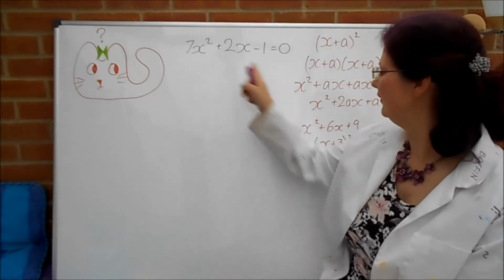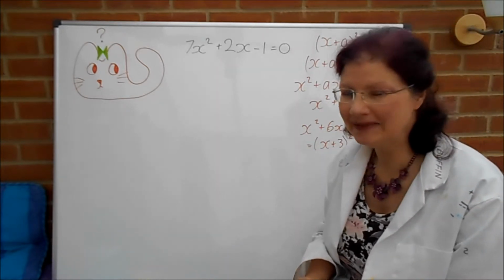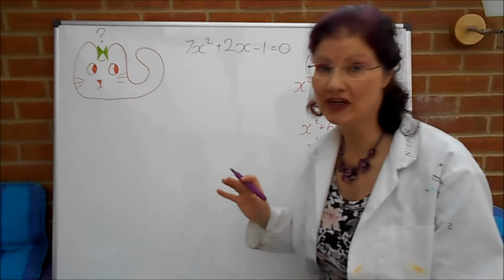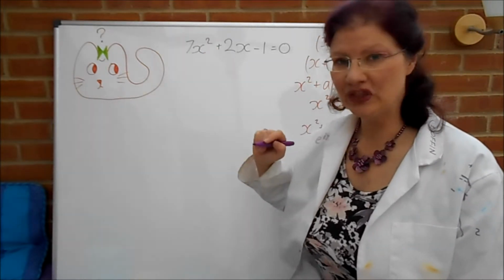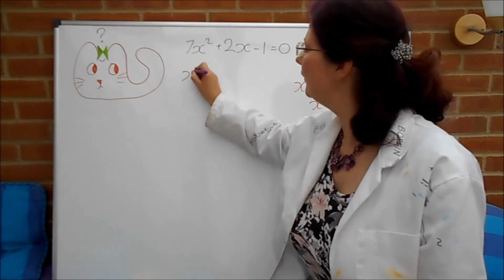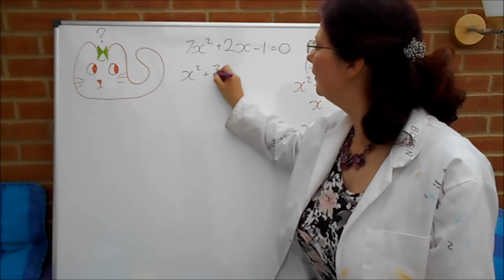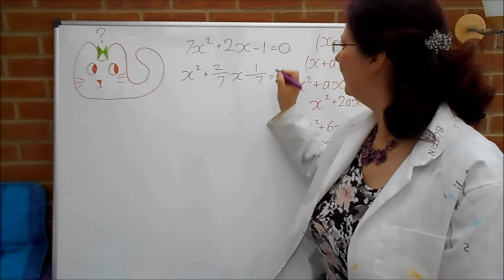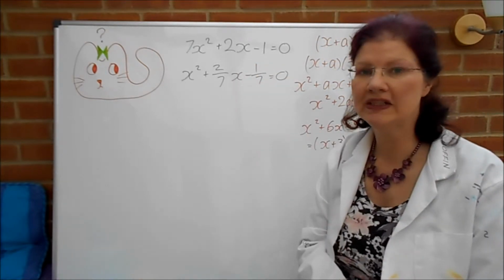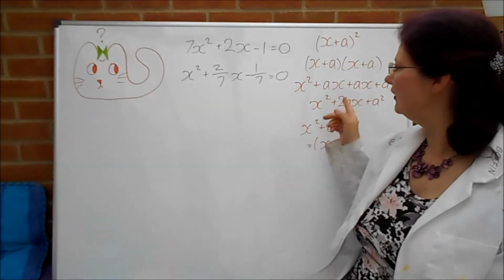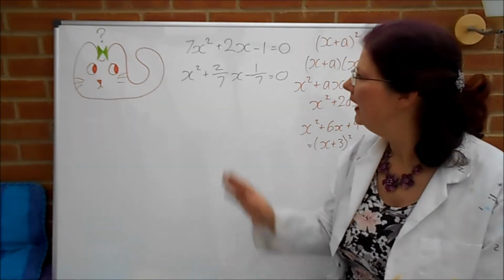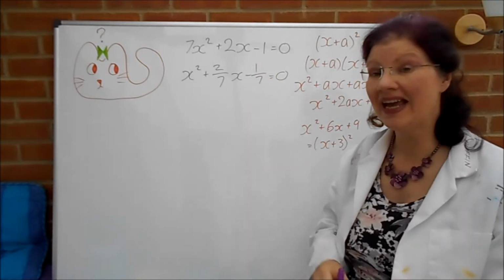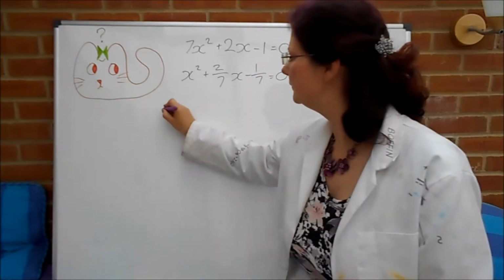Now at the moment this is nothing like that format. For a start it's got a number in front of the x squared and we're not allowed that, so we're going to start off by dividing everything through by the coefficient of x squared. So that will give us x squared plus 2/7 x minus 1/7 equals 0. Okay, divided through by 7. Now we're nearly in this format, but we're kind of getting there. At the moment this last bit is wrong, so what I'm going to do is add it to both sides just to get rid of it.